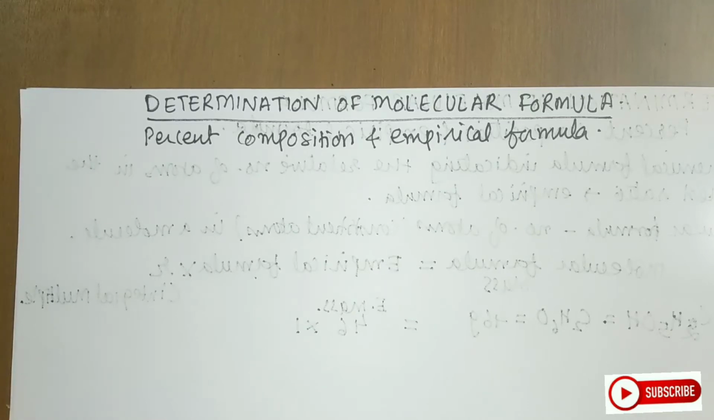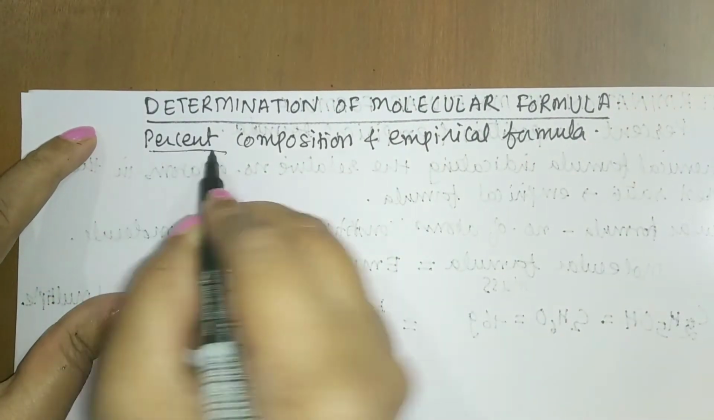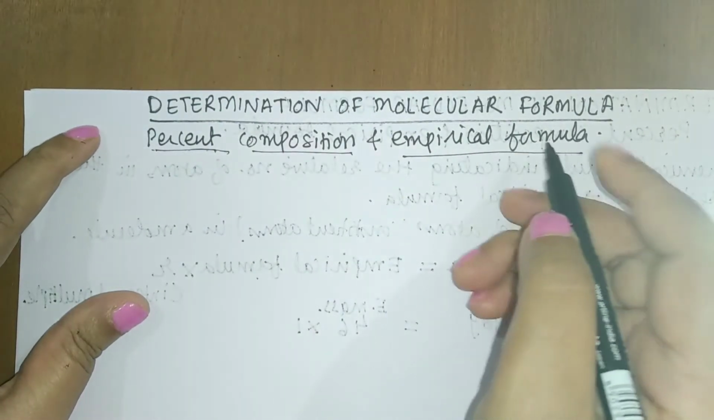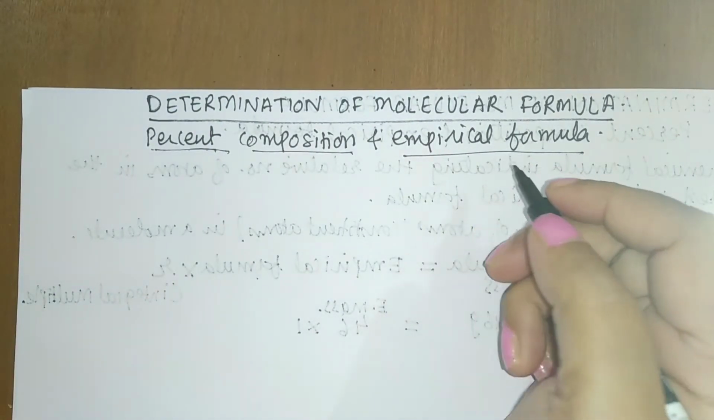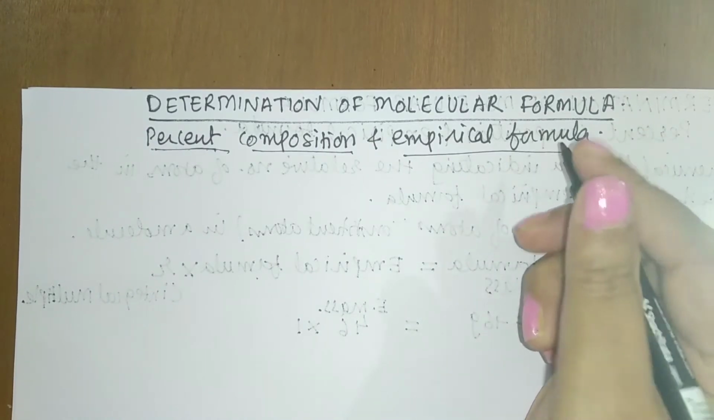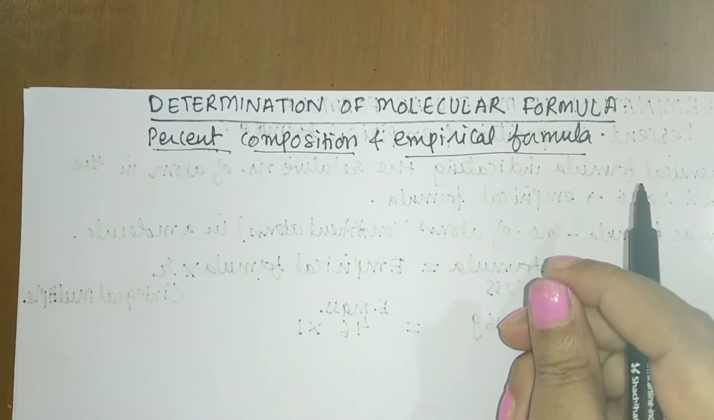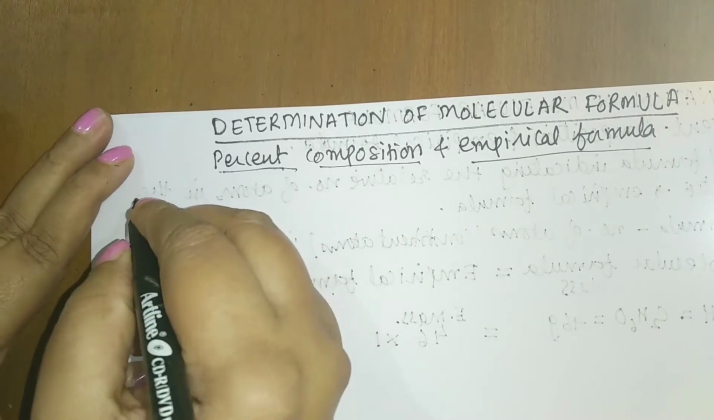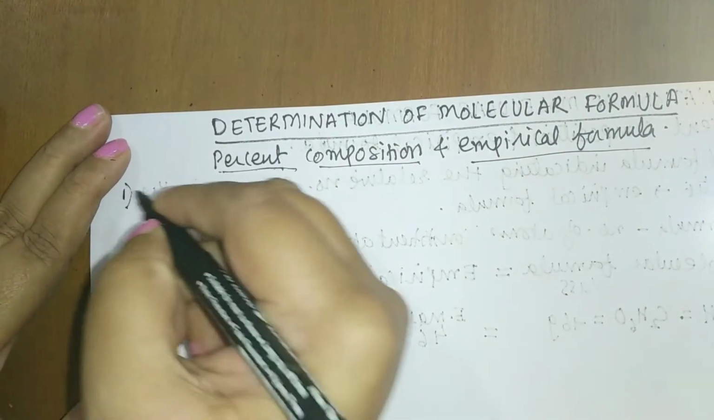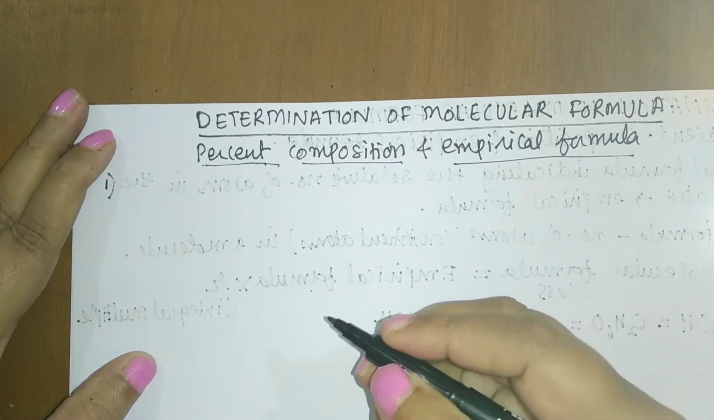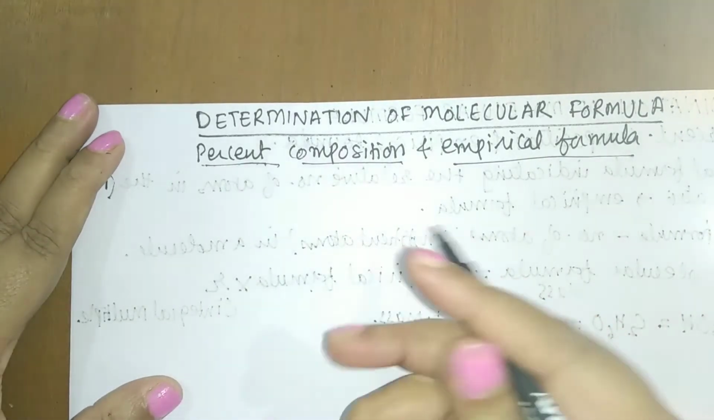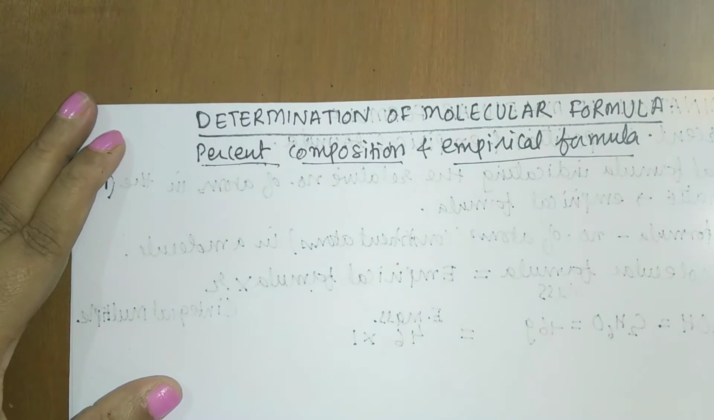Hello students. Today in this video we are going to see the determination of molecular formula and we will see how to calculate the percent composition and empirical formula from the given data. Now before going into what actually empirical formula and molecular formula mean, let us check out the definitions for both of them. Students, empirical formula is the simplest ratio in which we express the atoms, while in the actual formula we are using the actual number of atoms that are present in a molecule.